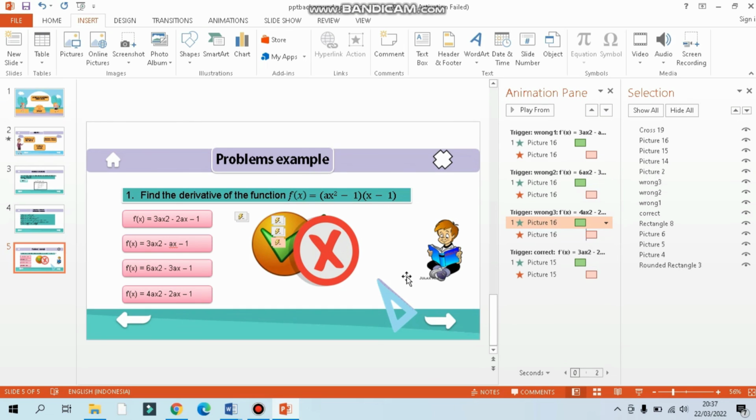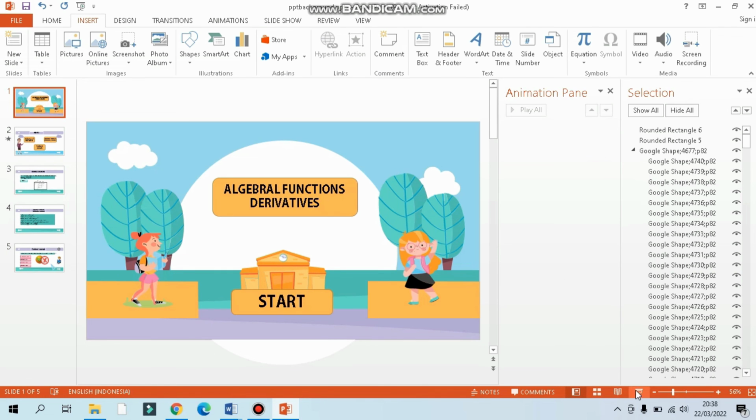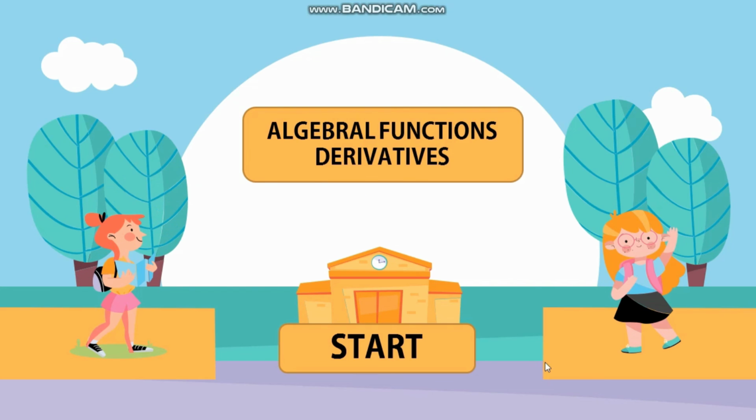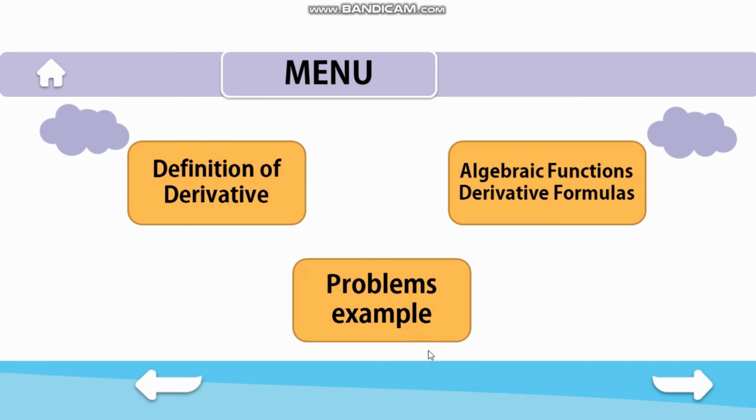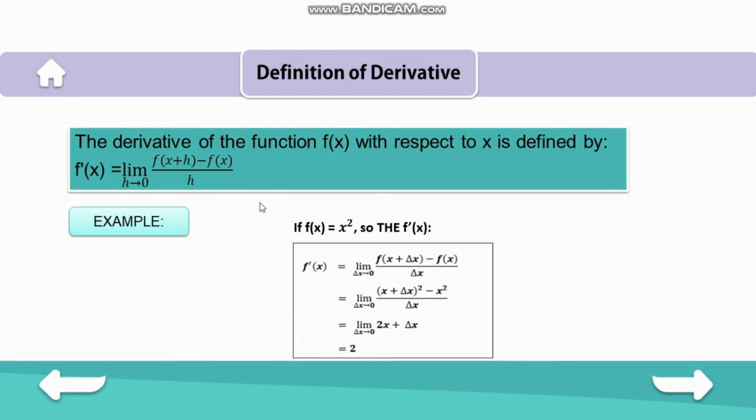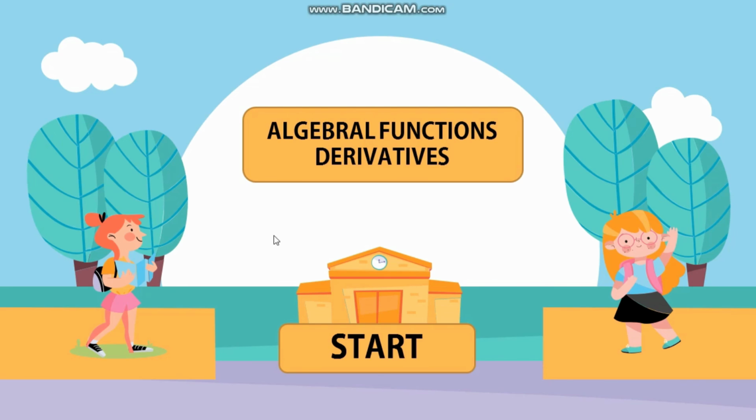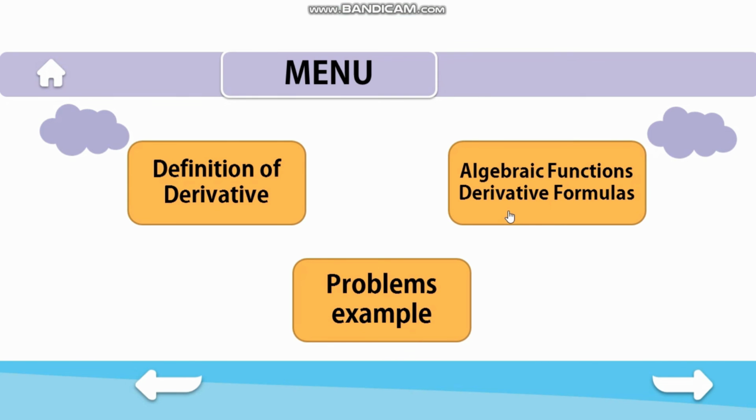Okay, it's done. Now I want to see the slide that we made. We can click slideshow. In this slide we can click start. In the menu, I want to see the definition of derivative. We click, and the definition of derivative will appear. Next, I go to the home. We can start again, and next I want to see the algebraic function derivative formulas.